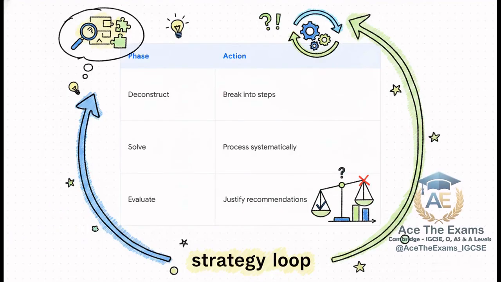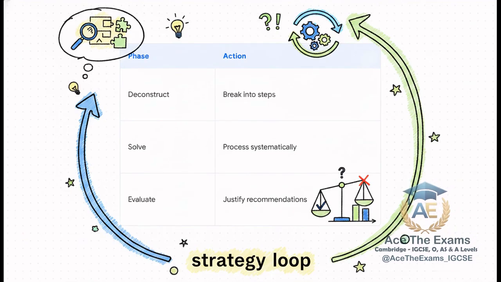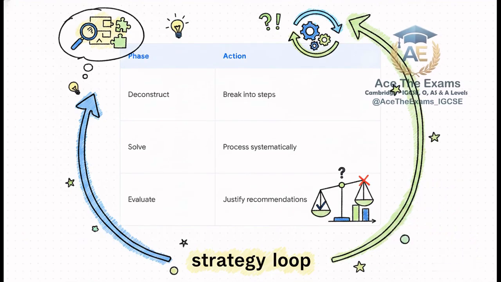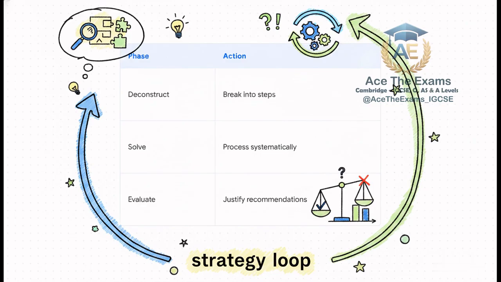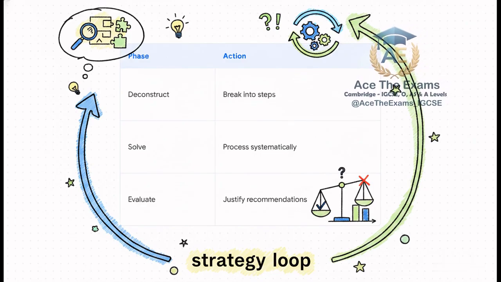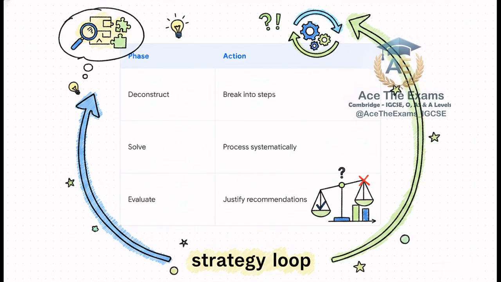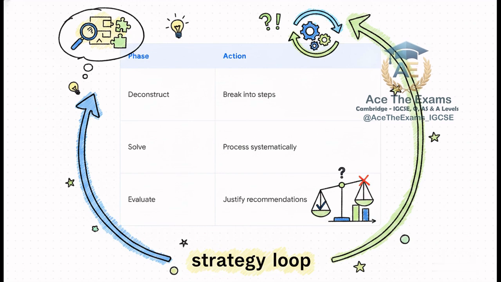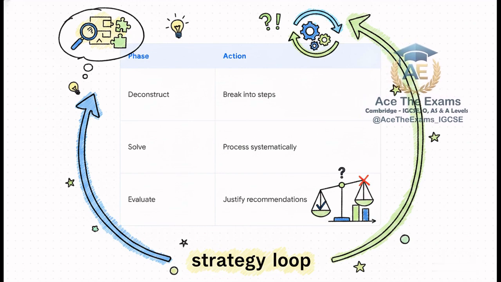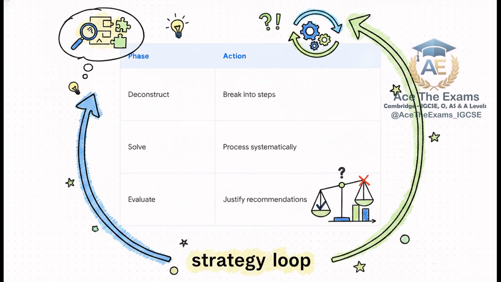To pull all of this together, here is your ultimate exam strategy loop. I highly recommend taking a mental snapshot of this system, because these are the rules that guarantee top marks. Phase 1, deconstruct. Decode the command words, identify the given information, and break the problem into logical steps. Phase 2, solve. Systematically process the data, apply the PEEL framework, and check if your answer is actually reasonable in the real world. Phase 3, evaluate.